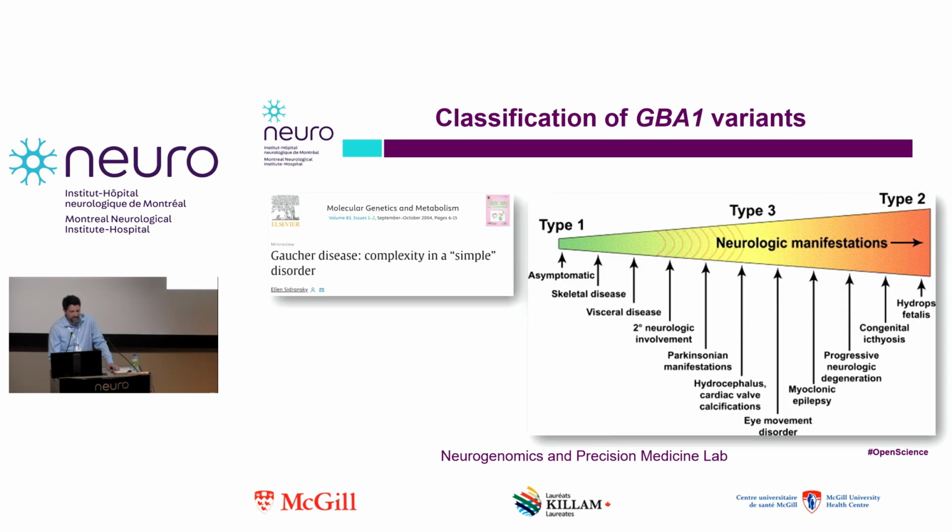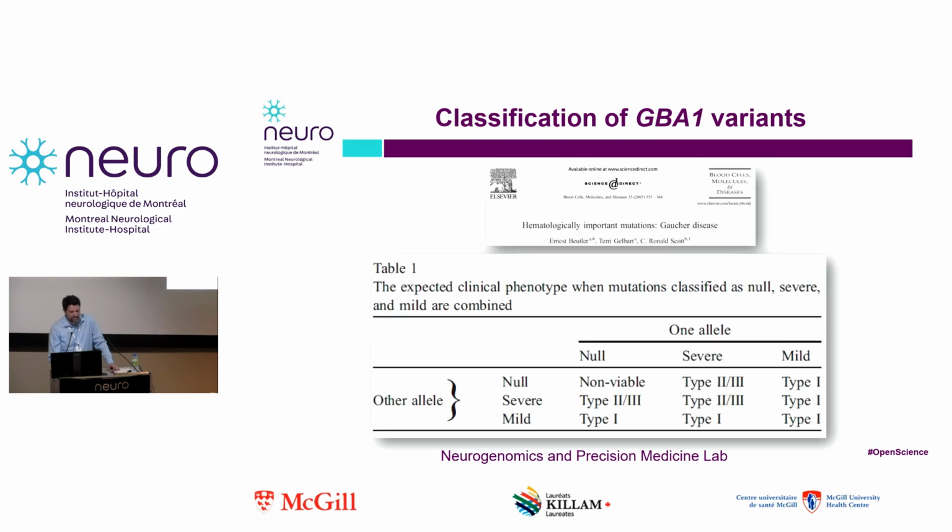So these are a couple of slides from a previous presentation, so I'm not going to go over them in depth. Just to remind that we have 3 types of Gaucher disease, and based on them, we can classify mutations. So if a patient has Gaucher disease that is a severe neuronopathic one, type 2 or 3, it means that both mutations that this patient has are severe. If they have type 1, it means that at least one of them is a mild mutation.